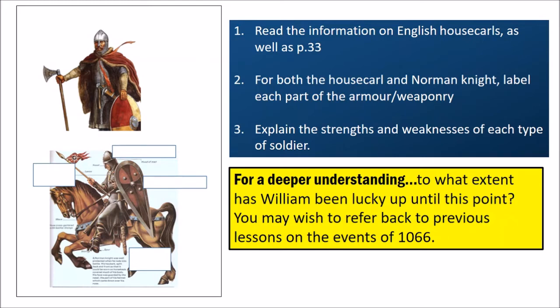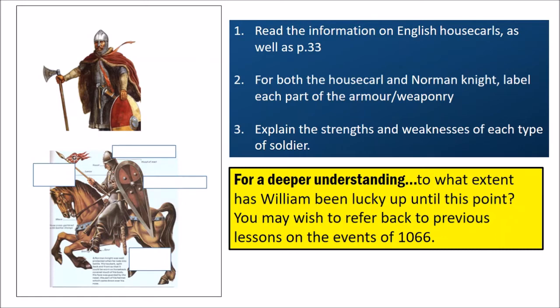So our first task for today is for you to read the information sheets on English housecarls, as well as page 33 of the textbook, and to label each part of a housecarl and each part of a knight. The housecarl is the top image, the knight is the bottom one. Then you must explain the strengths and weaknesses of each type of soldier. This should take you 10 minutes to complete, and it should be as detailed as possible. Off you go.